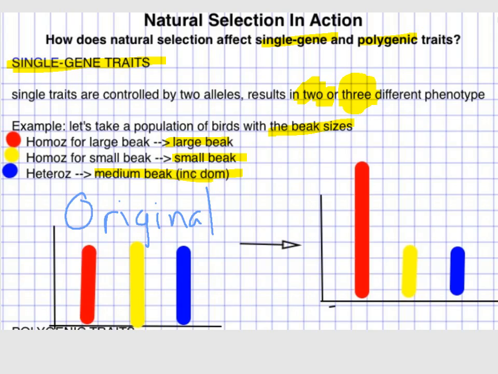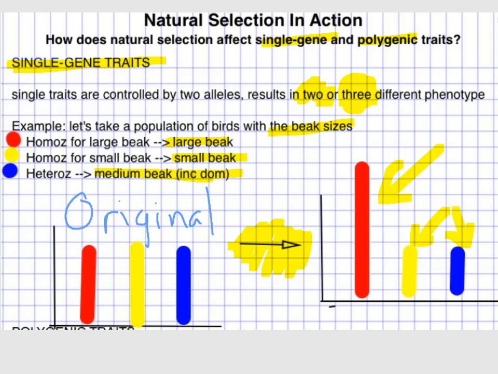But let's say that for some reason in the environment a change occurred, and as a result of that change the population distribution changes. Let's say that all of a sudden the population has an abundance of large seeds, and because of the large seeds only the birds with the large beaks are able to eat well and reproduce. The birds with the medium-sized beaks and the smaller-sized beaks can't eat the seeds, they don't get the nourishment, and they die before they're able to reproduce and pass on those genes.